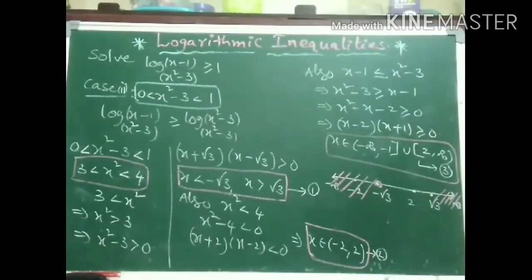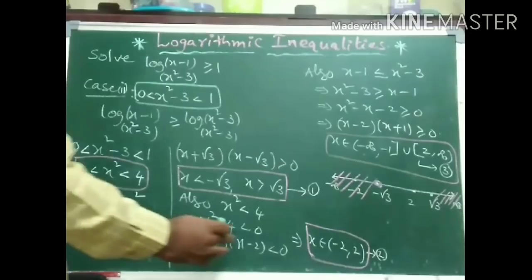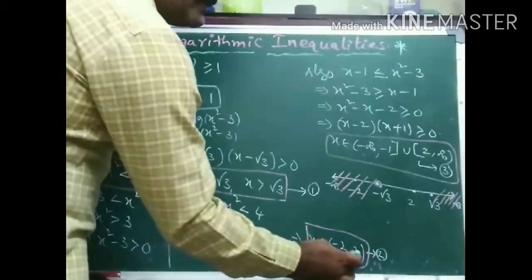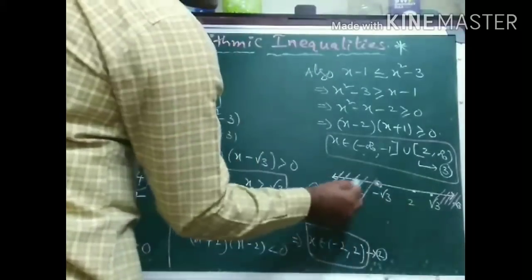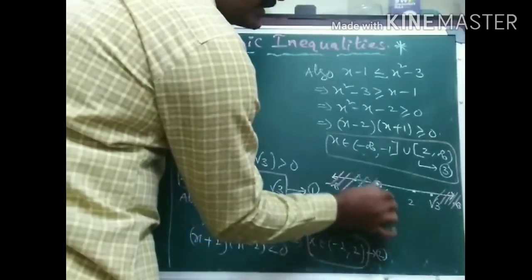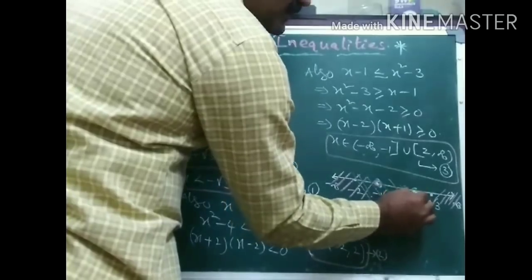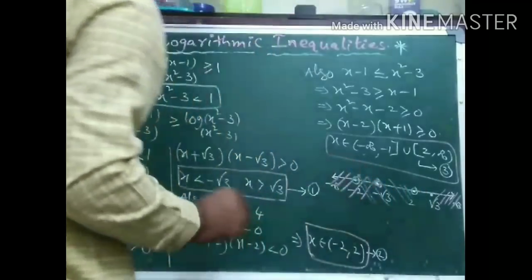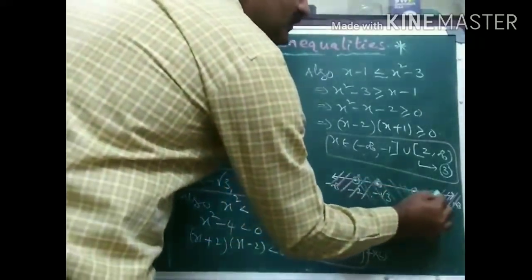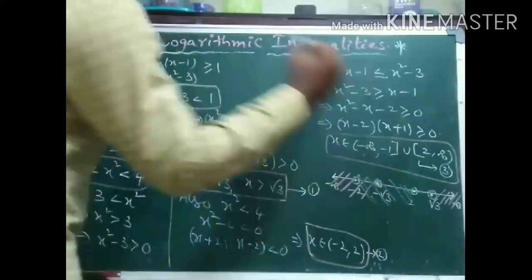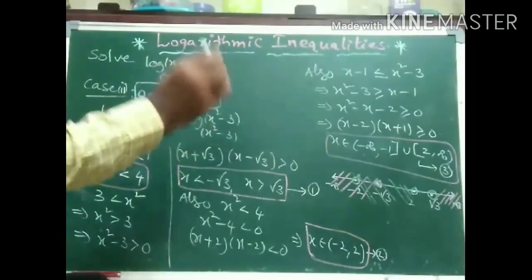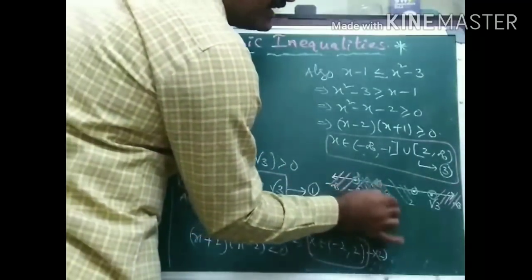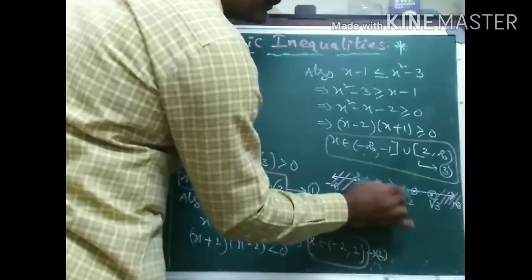Now let me use one more color. That is condition number 2, which lies between minus 2 comma 2. So minus 2 and this, let me shade it. Even 2 and minus 2 are not included, and of course root 3 and minus root 3 are also not included. That's why I mentioned everything with open circles. So this is the part, minus 2 to plus 2.